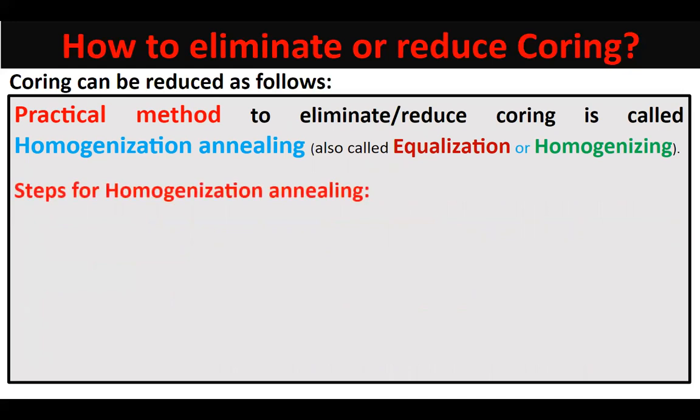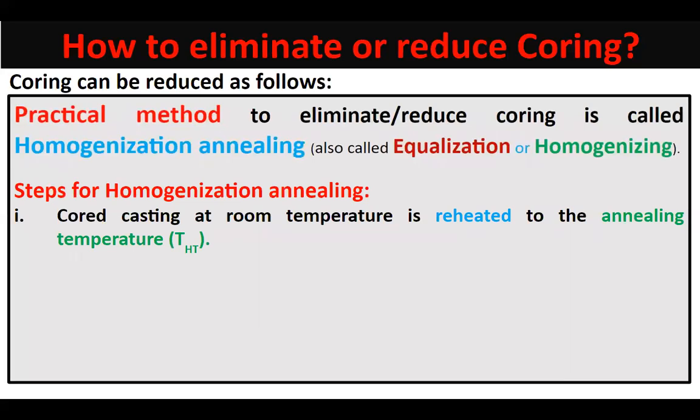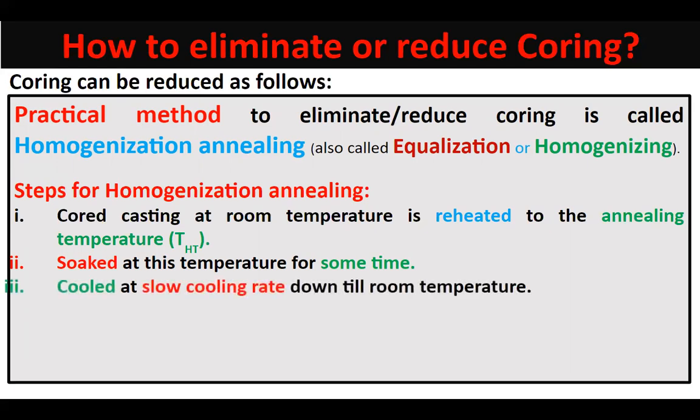What do we do in this process? We take the cored casting at room temperature, we heat it to a specific temperature which is called the heat treatment temperature or the annealing temperature, and we'll discuss what this temperature should be. After having reached this temperature, we soak the casting at this temperature for some period of time. How long this time period has to be will depend upon the extent of coring and also on the type of material system that you have taken. Finally, after this soaking or holding at this heat treatment temperature is over, we cool down the casting at a very slow rate down to room temperature.